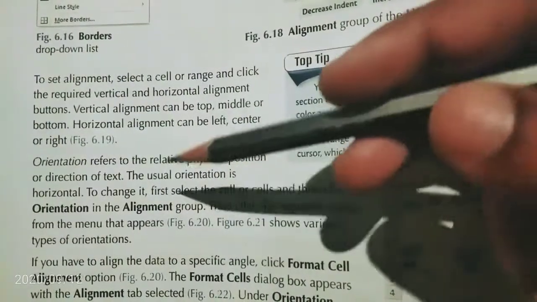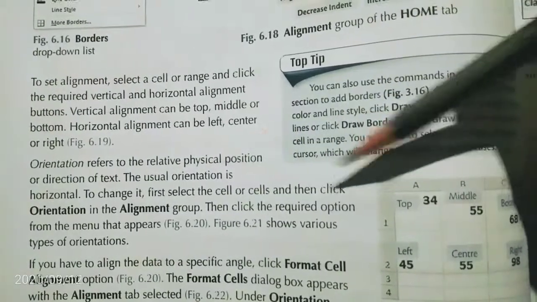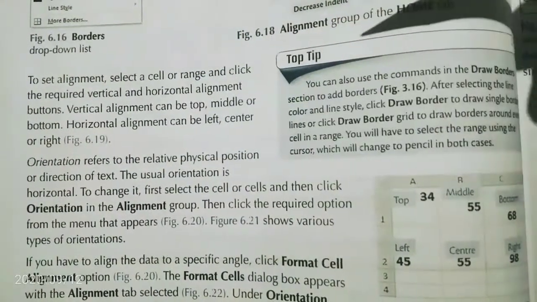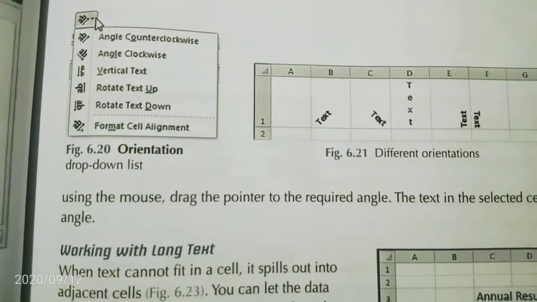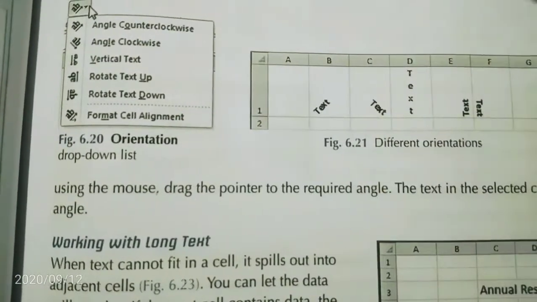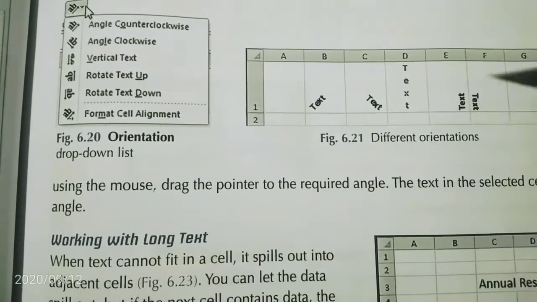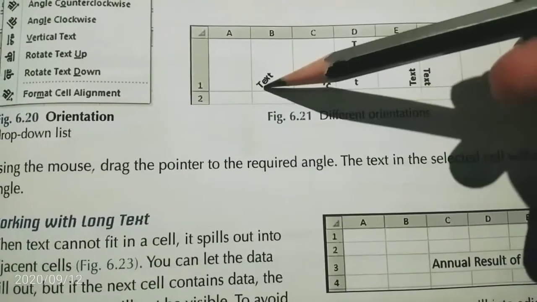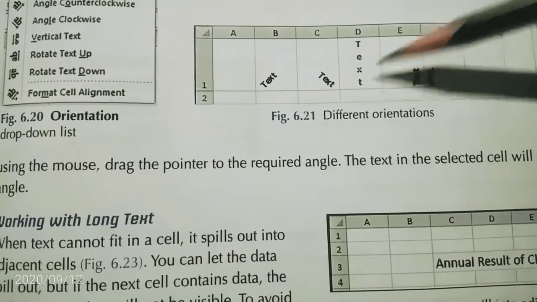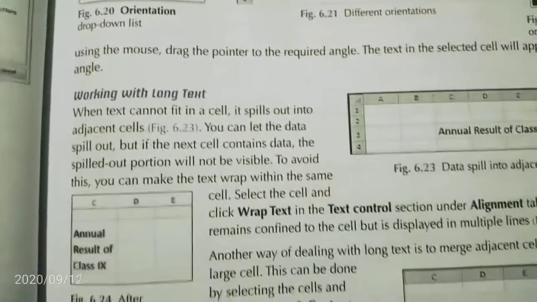So usual orientation is always horizontal. To change it, first select the cell or cells and click Orientation in the Alignment group to set this orientation. So the meaning of orientation is the angle in which direction the text is placed. You can see this is the orientation drop-down list. It is written angle counterclockwise, angle clockwise, vertical text, rotate text. Like this. See in the box, inside the cell, how it is oriented at this angle, this angle, this vertical. These are the different orientations. So I will show you everything, how to do all these things.